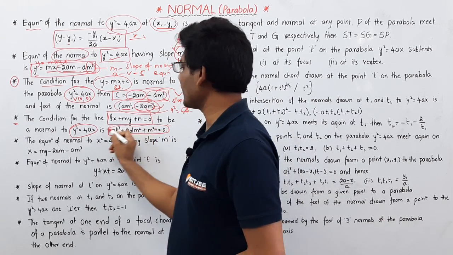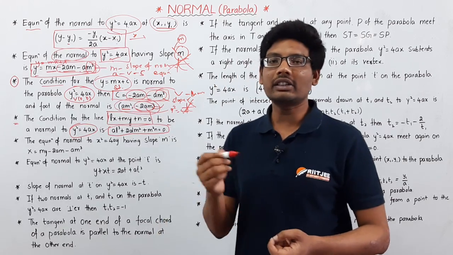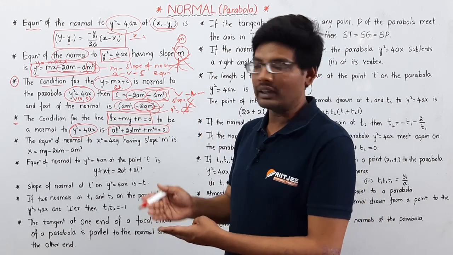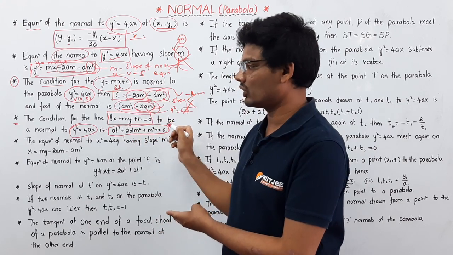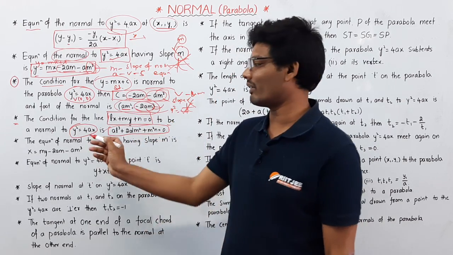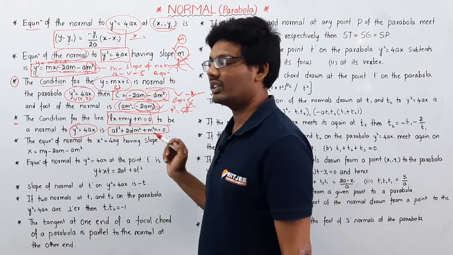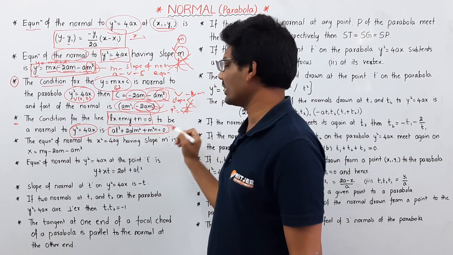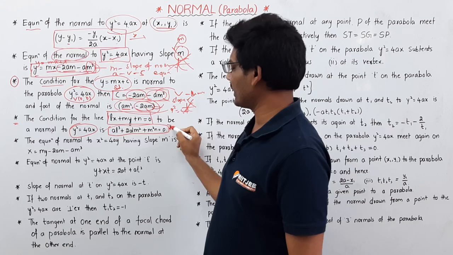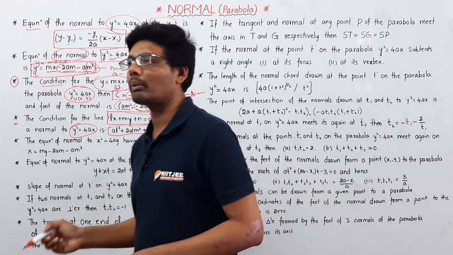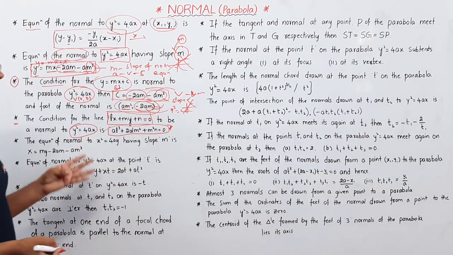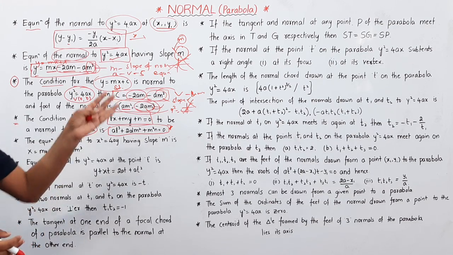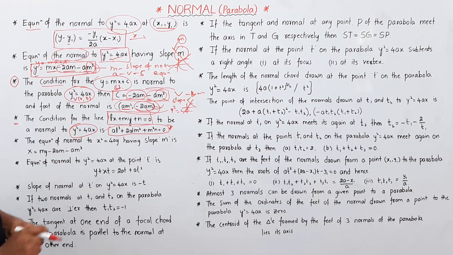This is the condition for a straight line in the form of lx plus my plus n is equal to 0 to be normal to the parabola y square is equal to 4ax. Then the condition is al cube plus 2alm square plus m square n. These are all conditions and formulas to remember for normals. If you are perfect in these formulas, you can crack all the JEE problems related to normals very quickly.